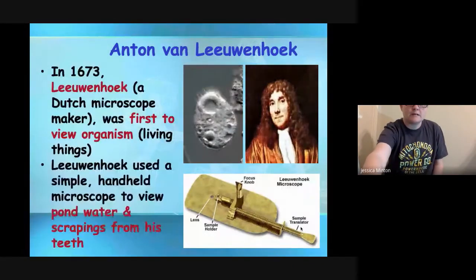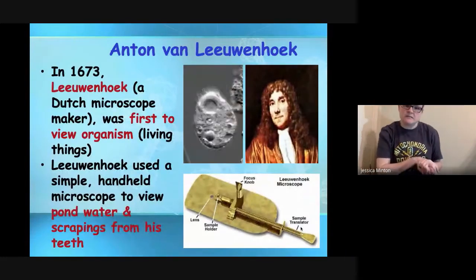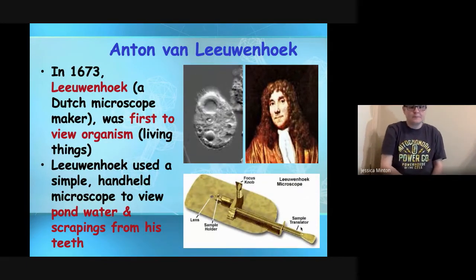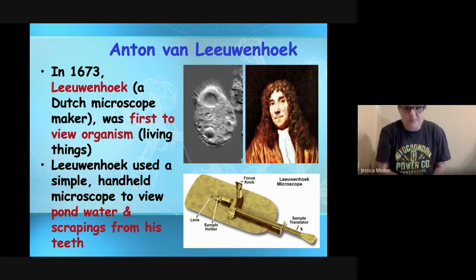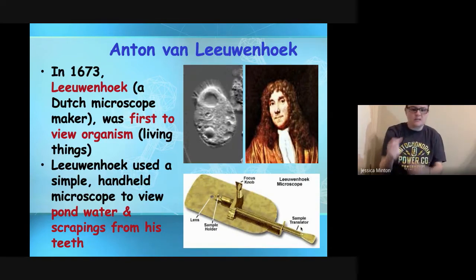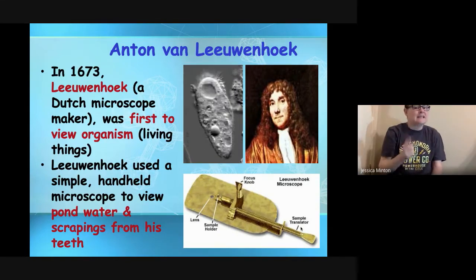All right, now we're going to jump from 1665 to 1673. Now, the Dutch microscope maker, Leeuwenhoek, was the first to view an actual living organism. So he used that simple, again, I'm not sure how in the world you could use that microscope, but down there in the corner, he used his little simple handheld microscope to view pond water and scrapings off his teeth. I don't know about you, but I don't go around trying to scrape my teeth and go, hey, what's living on those? That's not cool.